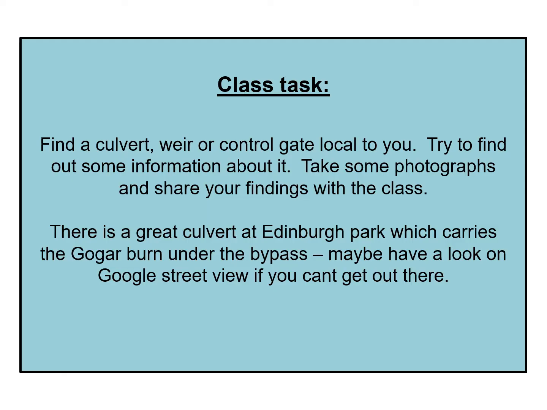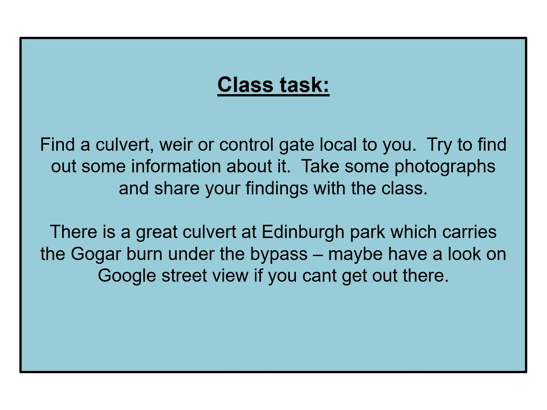So if you get a chance, get out and try and find a culvert, a weir or control gate local to you. Try to find out some information about it, take some photographs if safe, and share your findings with the class. There's a great culvert near Edinburgh Park which carries the Gogar Burn underneath the city bypass. Maybe you could go out there in the tram or the bus and have a look. If you can't get out, you could also have a look on Google Street View.